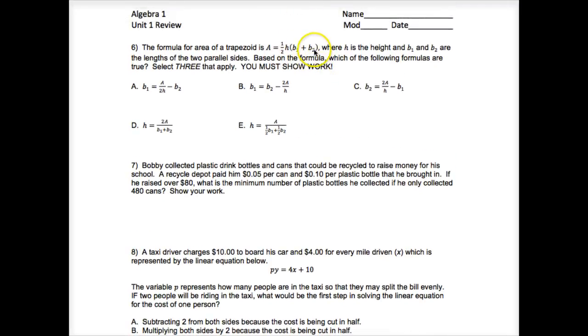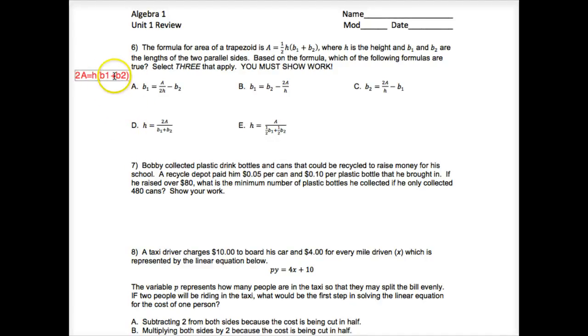Now, B1 is in parentheses, which means you have to get rid of what's outside the parentheses first if you're solving for that. So I'm going to put the work over here. What I would do first is get rid of the 1/2 by multiplying both sides by 2. That would give me 2A on the left side. And then on the right side, the 1/2 and the 2 cancel, so I would have H times the quantity B1 plus B2. Sorry, I can't make the 1 and the 2 small on this.